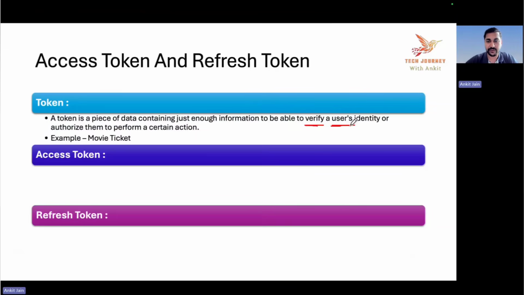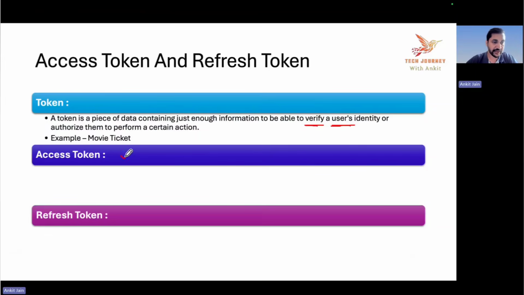They are not writing down your username and password on the QR code, right? On the QR code, they are simply encoding enough information so that your identity can be identified whenever you are entering into the theater. So token is exactly the same. They have enough information just to identify the user's identity, so that if you are providing the correct token, they will allow you or authorize you to perform a certain action. So this is how we have understood the token.